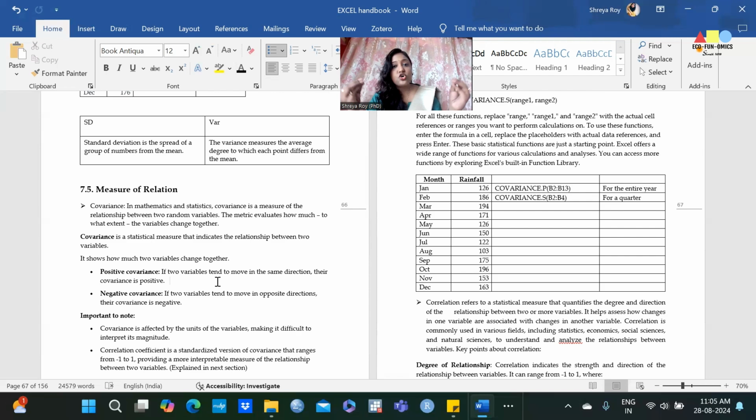Now, what is the task of correlation? Correlation tells us the magnitude of this relationship. Covariance will tell you whether it is positively related, negatively related, or not related. Correlation will tell you the magnitude: how strong is the positive relation, how weak is the positive relation, how strong is the negative relation, how weak is the negative relation. So are we clear? Covariance tells us the relation, correlation tells us the magnitude or strength of the relation.